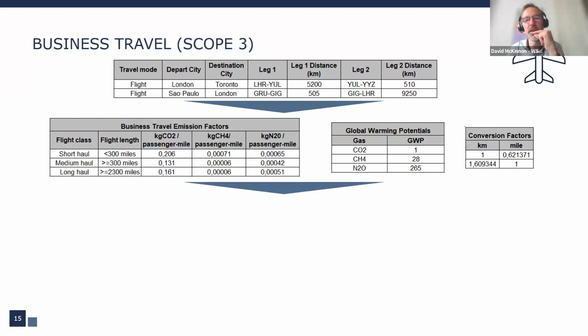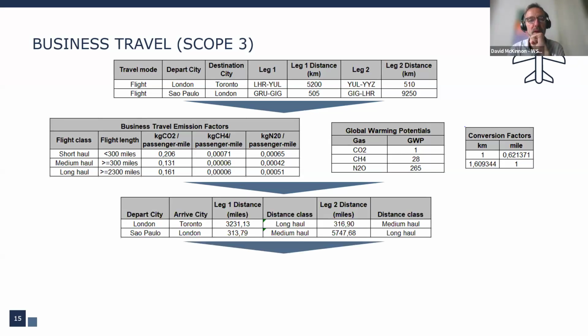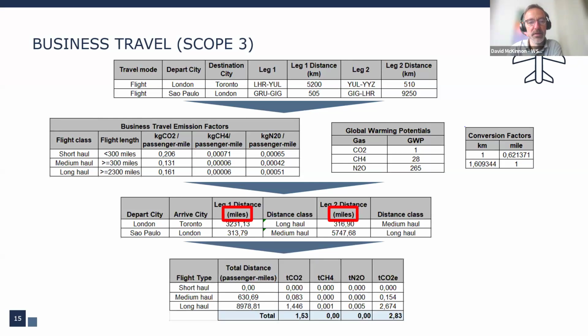We also have emissions factors, global warming potentials, and very importantly, we have the conversion factor between kilometers and miles, because the emissions factors we have are in miles and the distances we have are in kilometers. So when we begin to put things together, we have now everything in miles, so it fits the same as the emissions factors. And then we have the total distance.